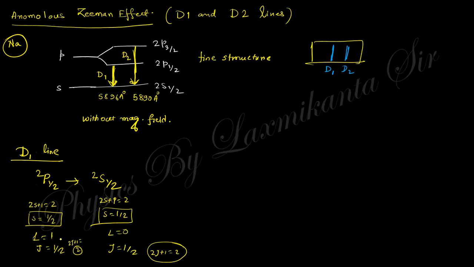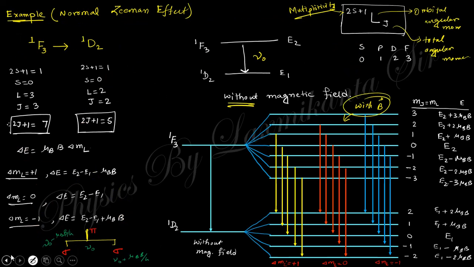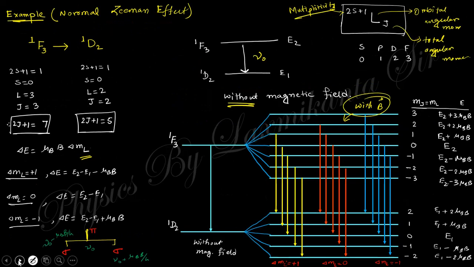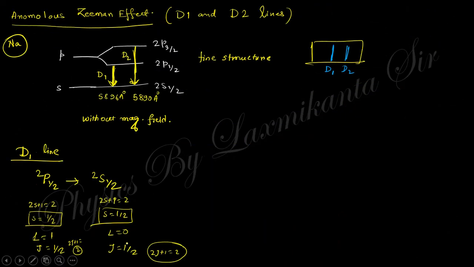Now what is the value of g? Here you need to consider the value of g, which relates to delta m_l. In the case of the normal Zeeman effect, this g value is 1, so there is no problem. But in the case of the anomalous Zeeman effect, this g cannot be 1, so you need to find out the g value in these two cases.